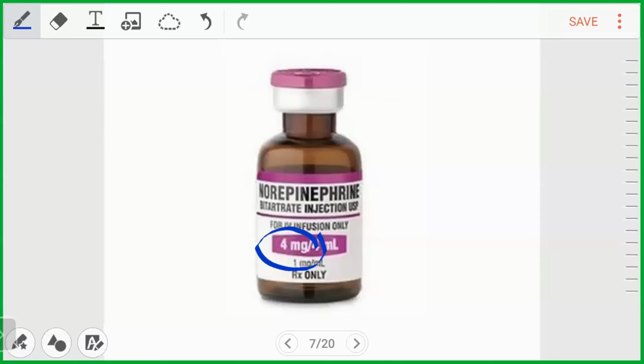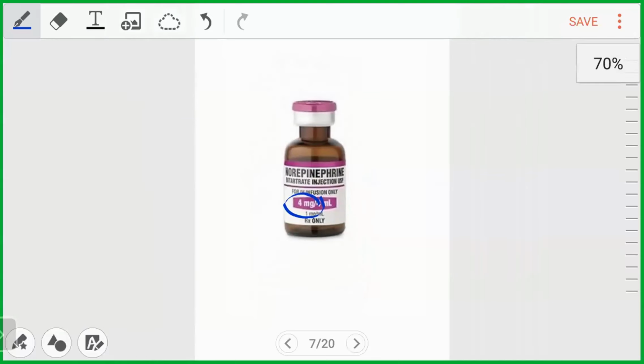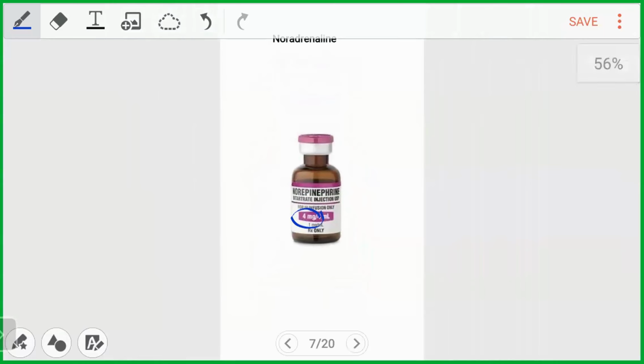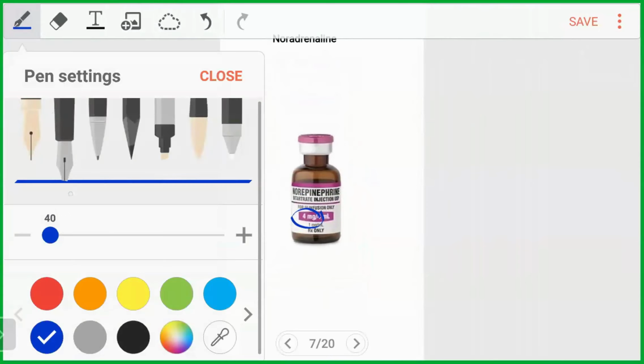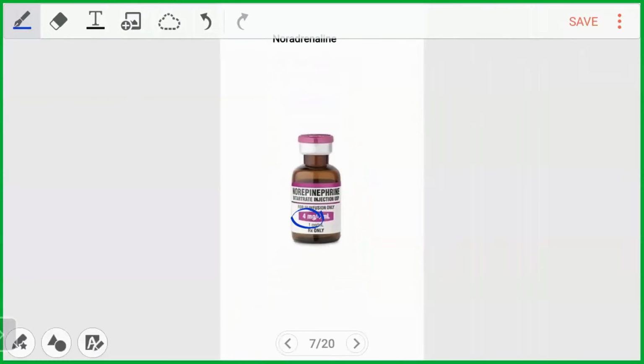So this is the noradrenaline vial, and you have taken medical advice to administer a noradrenaline infusion according to this regime.